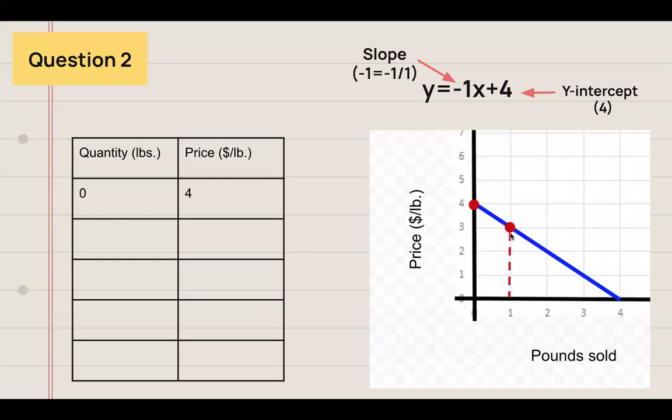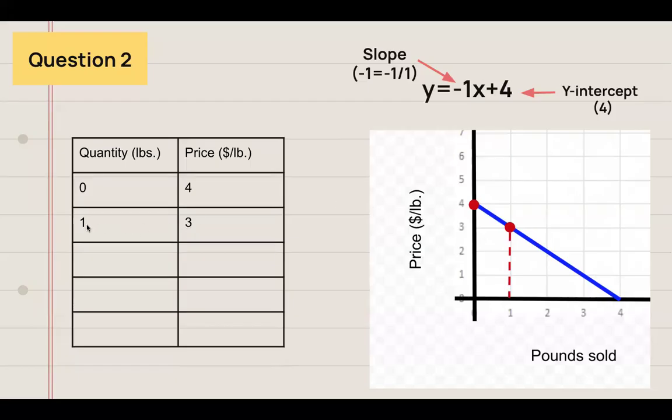Our next point, which we already plotted on our line, is where the pounds sold, the quantity, is 1, and the price is 3. So that looks like a 1 and a 3 there. Our next point is 2 pounds at $2. The next point is 3 pounds at $1. And the final point is 4 pounds at $0. So your table should look like this. It should have these exact numbers in it.